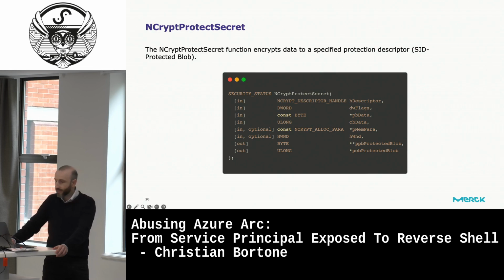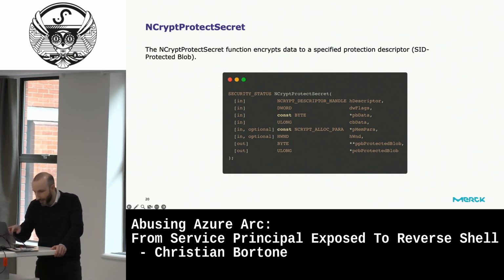For example, this is the Windows API function that is used to encrypt the secret. As you see, there is the first line here, the descriptor. This is basically the seed, right? It's the seed that you need to specify when you want to say, okay, I want this secret to be decrypted by this specific seed. So it's a seed protected blob.